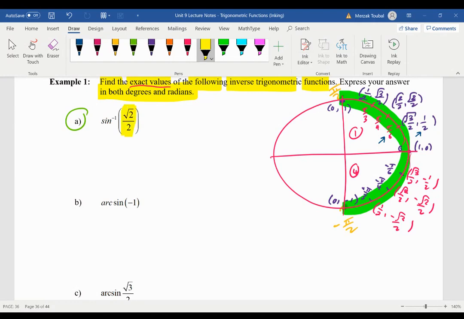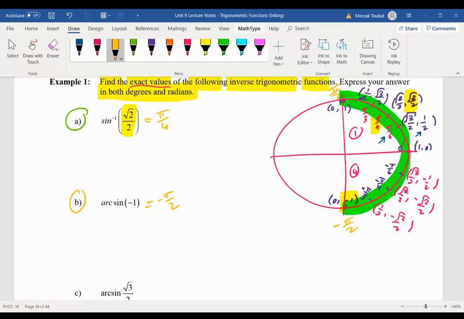Okay? So here's the idea. Sine inverse of root 2 over 2. Here's root 2 over 2. The sign, you look at the y coordinate, by the way. So sine inverse of root 2 over 2, well, it's pi over 4. So the answer here would be pi over 4. So you produce back the angle. And then example B, arcsine, which is sine inverse of negative 1. Find negative 1. Here is negative 1. So sine inverse of negative 1, what is it? Negative pi over 2. The angle is negative pi over 2.